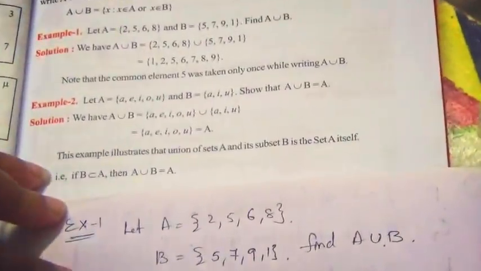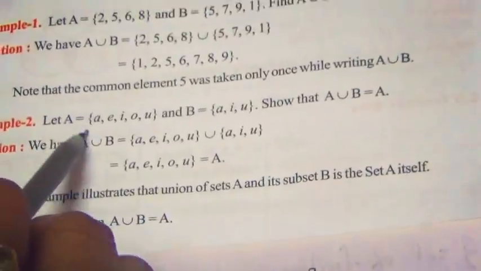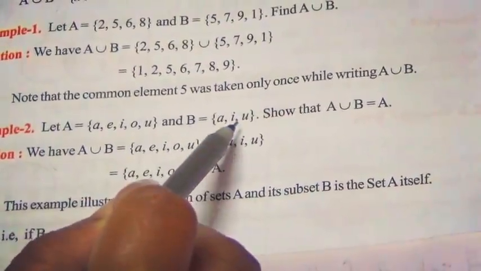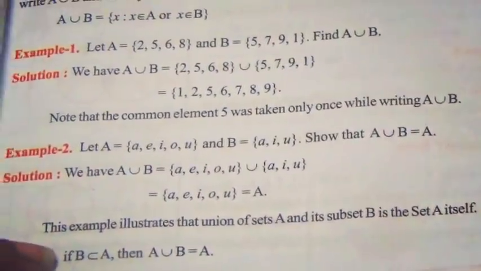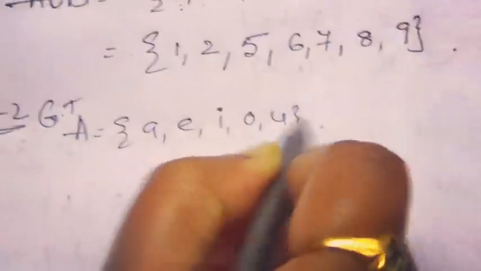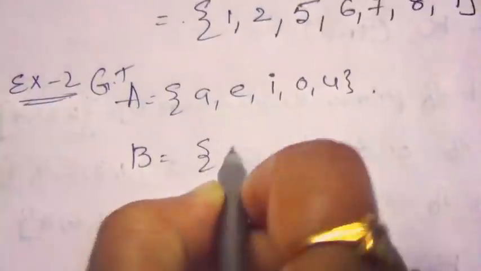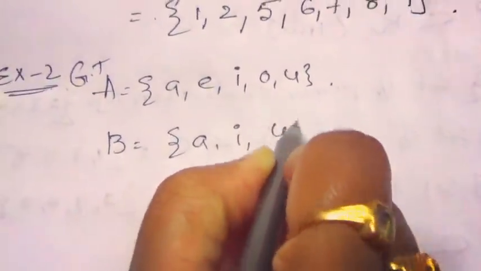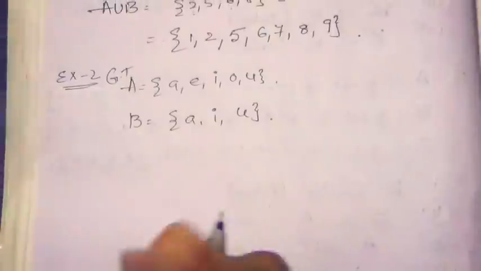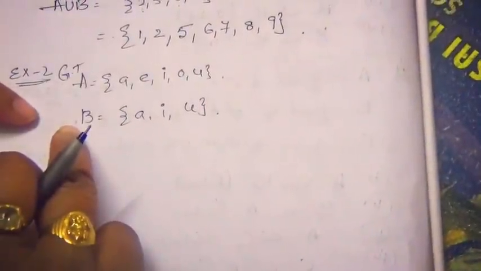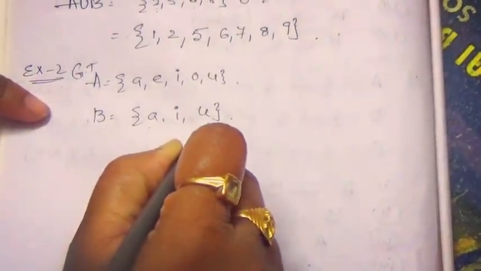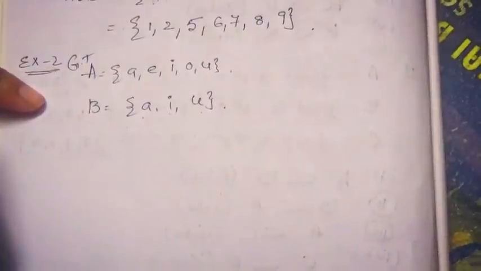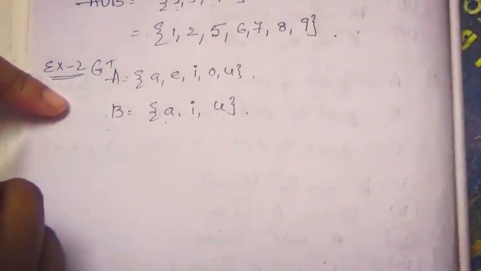So A is equal to what was given here. Look at here. Let A is equal to {a, e, i, o, u}, B is equal to {a, i, u}. Show that A union B is equal to A. Right. So given that A is equal to {a, e, i, o, u}. These are the vowels, and B is equal to {a, i, u}. Here just look at this. This B is a subset of A, right? Why? Because all the elements in B belong to A. Hence B is a subset of A.